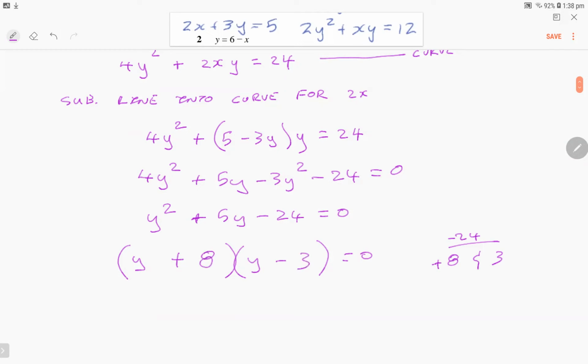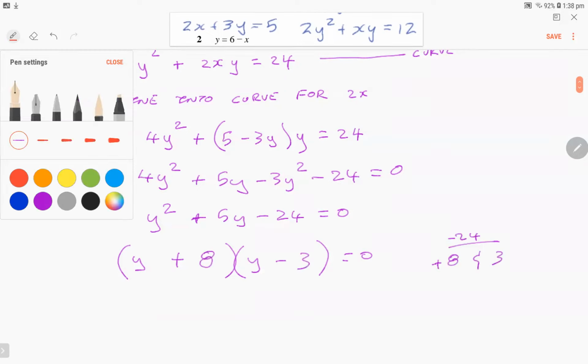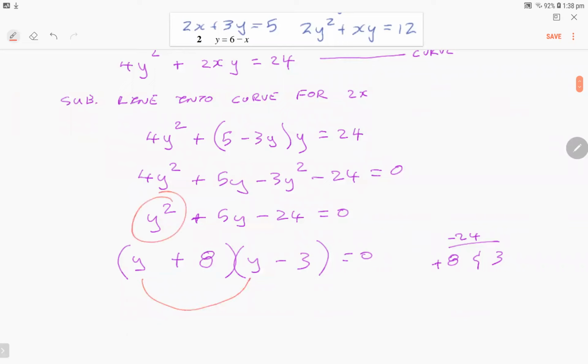And if you're not sure, you can check it. Look how we can check it quick. This times this is my y squared. 8 times minus 3 is my last term. Now remember, the middle term is my far product and my near product. The near product is 8y, and the far product is minus 3y. 8y minus 3y clearly is plus 5. So I know that it factorizes good. And this little thing over here is basically our steps in factorizing it.